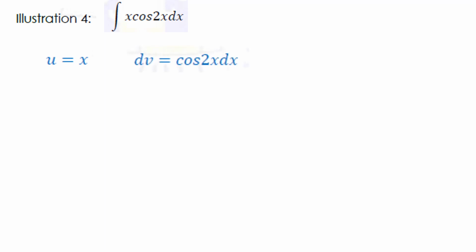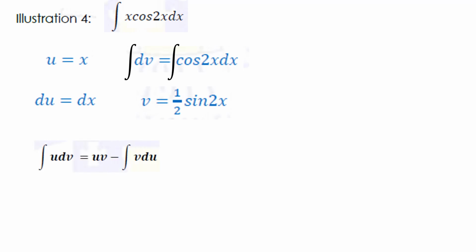Let us integrate the integral of x cosine 2x dx. We let u be equivalent to x and dv is cosine 2x dx. To take the differential of u, which is x, that will be simply dx. Integrating dv equal to cosine 2x dx, we get v equal to 1/2 sine of 2x.